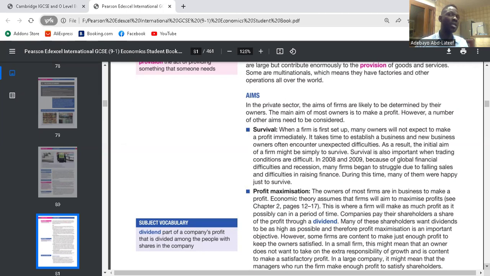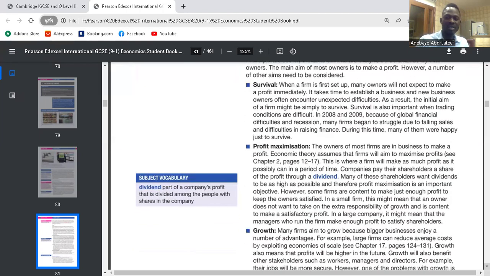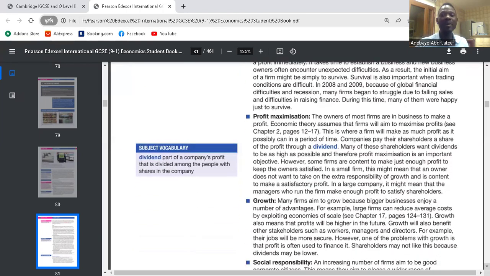If new businesses are coming in, it's because there's profit in the environment, because there's profit in the industry. So the next one is profit maximization. When you talk about profit maximization, here we're talking about making as much profit as possible.